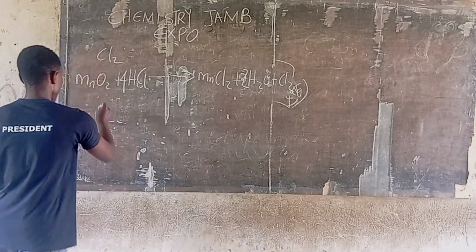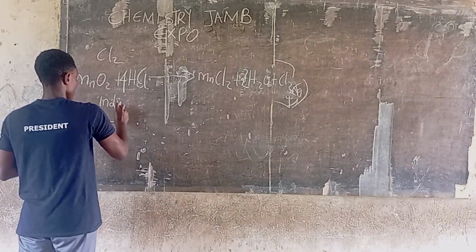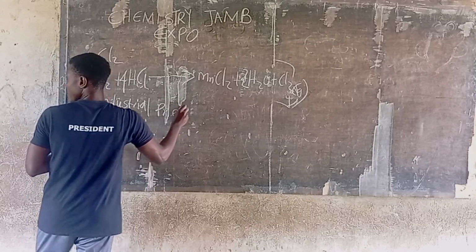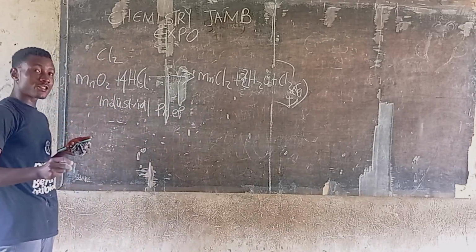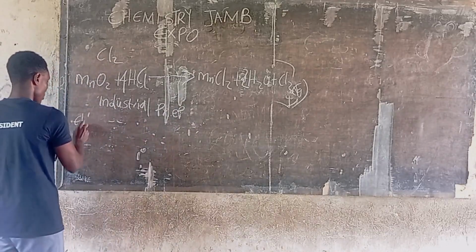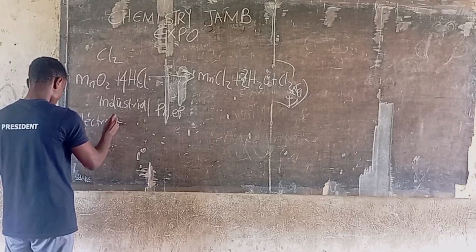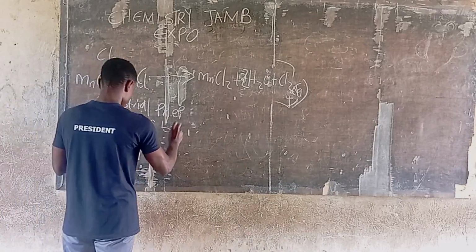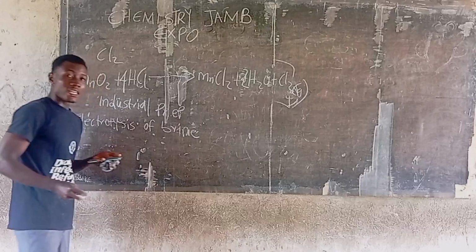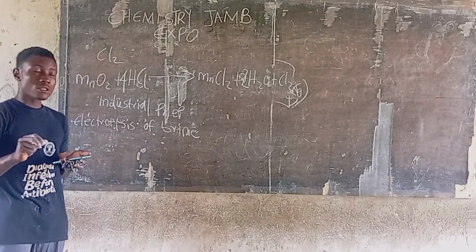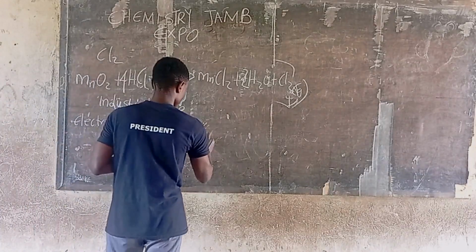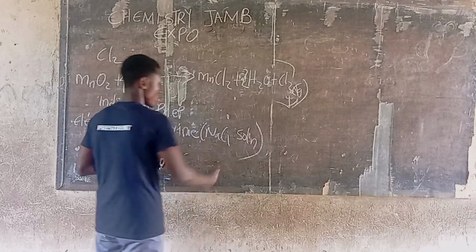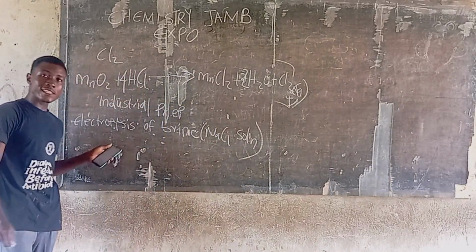Then the industrial preparation of chlorine is simply the electrolysis of brine. For the industrial preparation, it is simply the electrolysis of brine. And brine is a sodium chloride solution, NaCl solution.